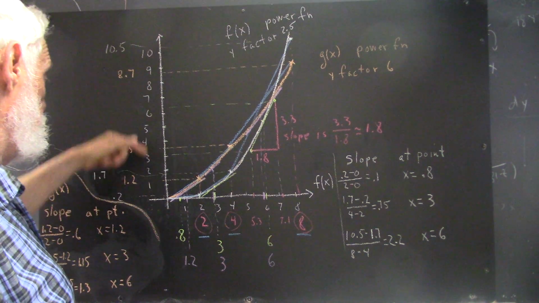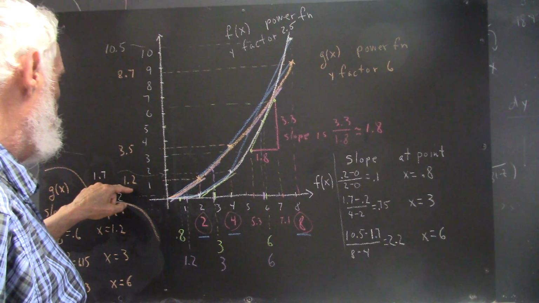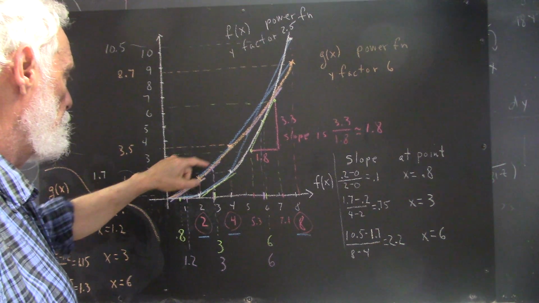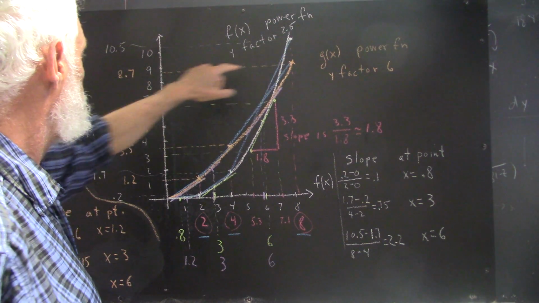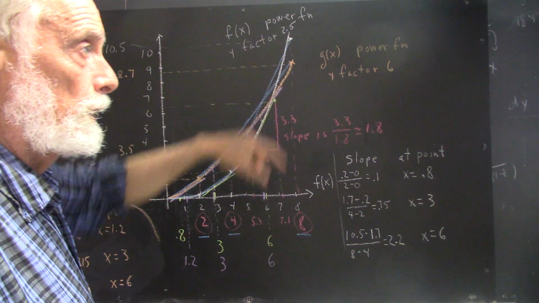But having put the scale on it, now I've got 1.2 for the y-coordinate of this point, 3.5 for the y-coordinate of this point, and 8.7 for the y-coordinate of this point.